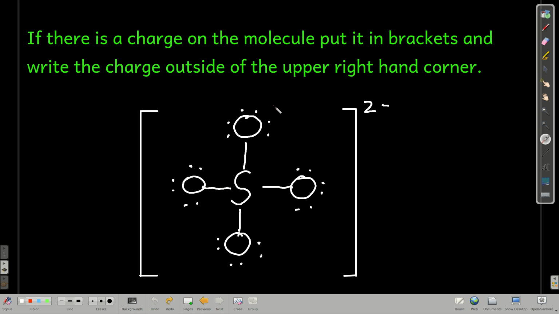Now, if there's a charge on the molecule, like there is on sulfate, you put brackets around the outside of it and put the charge in the upper right-hand corner. All right, so that's the basics of how to draw a Lewis structure. In the next module, Lewis Structures Part 2, we're going to take it a little bit farther.